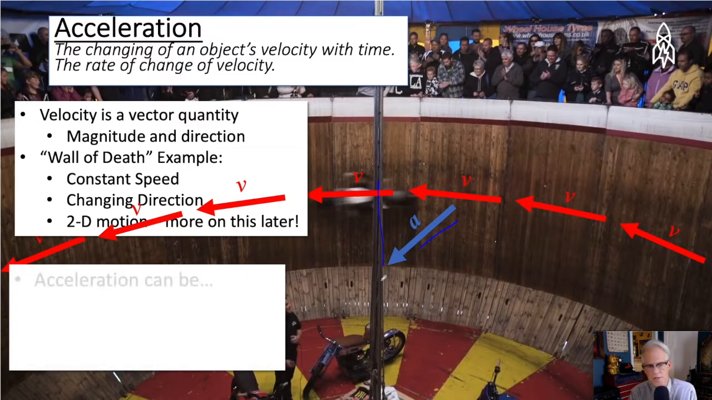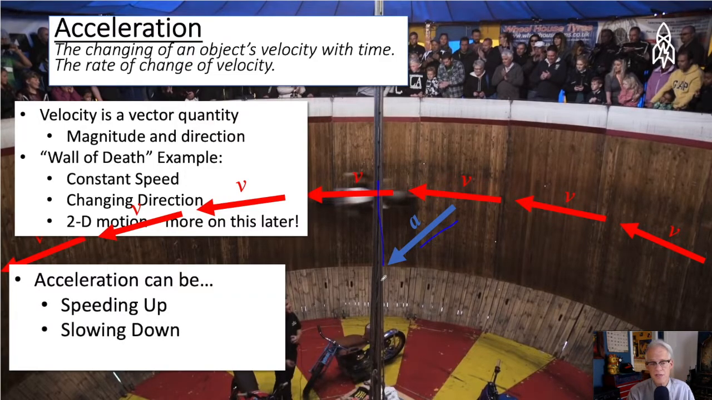But what I want you to take away from this is that acceleration can be speeding up. Acceleration can be slowing down. Acceleration can be changing direction. Often when we say slowing down, you've heard the term deceleration, and we won't use that here. These are all acceleration. What are the units we'll be using for acceleration?